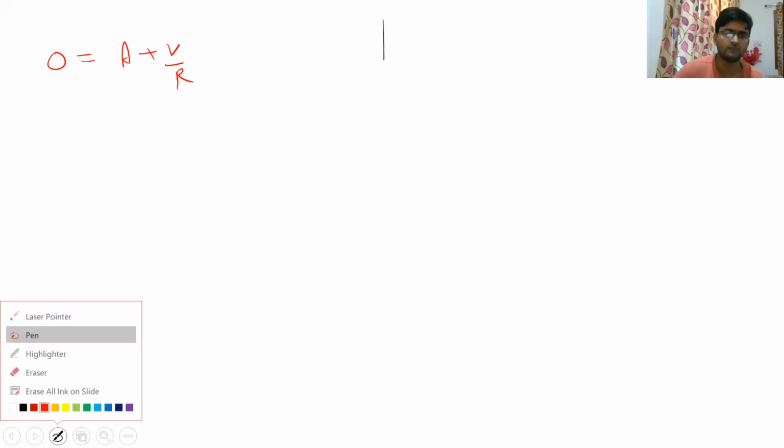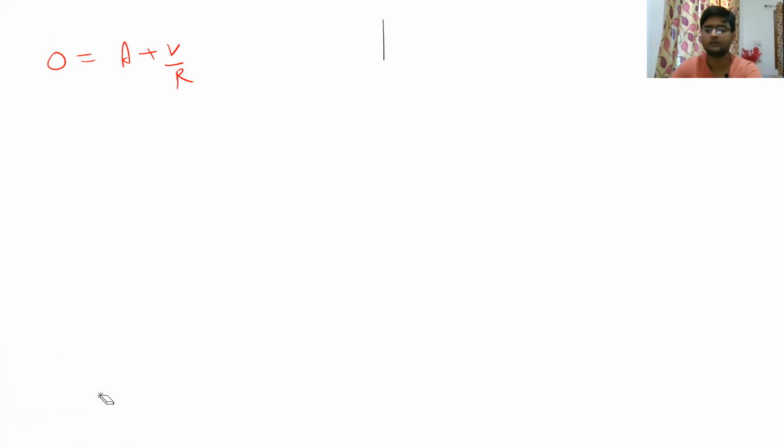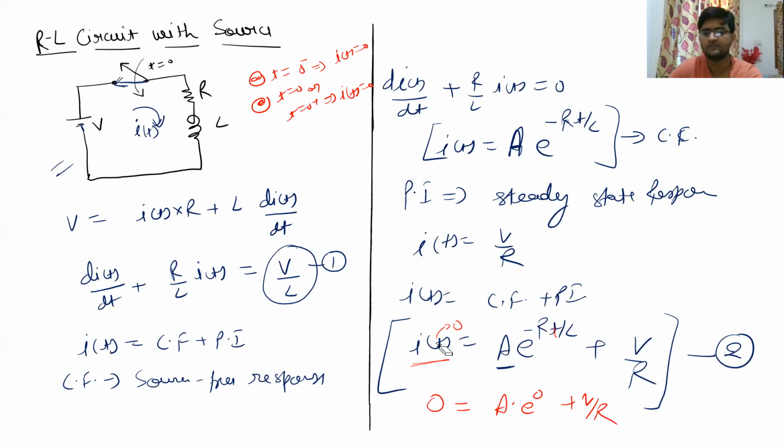So let's go to the next slide. So we will get our equation as 0 is equal to A plus V divided by R. So what is this 0? 0 is nothing but the initial value of the current, right? This was the value of current i(t), which was 0 when we put t is equal to 0 or 0 plus, doesn't matter. So it was the initial value of current.